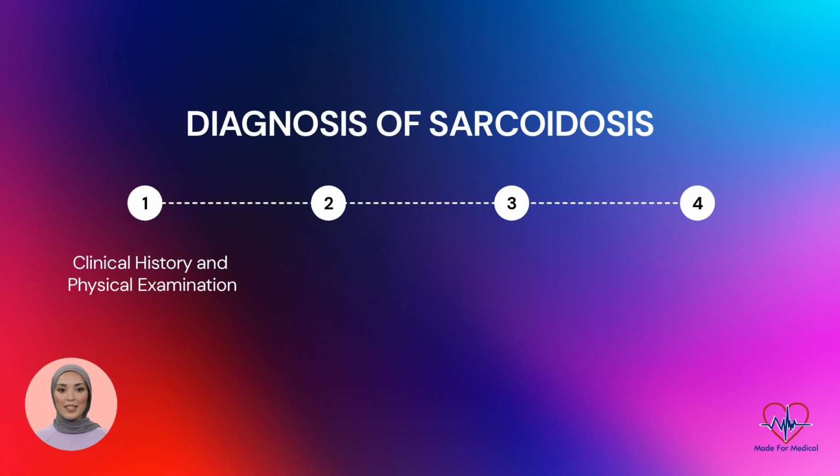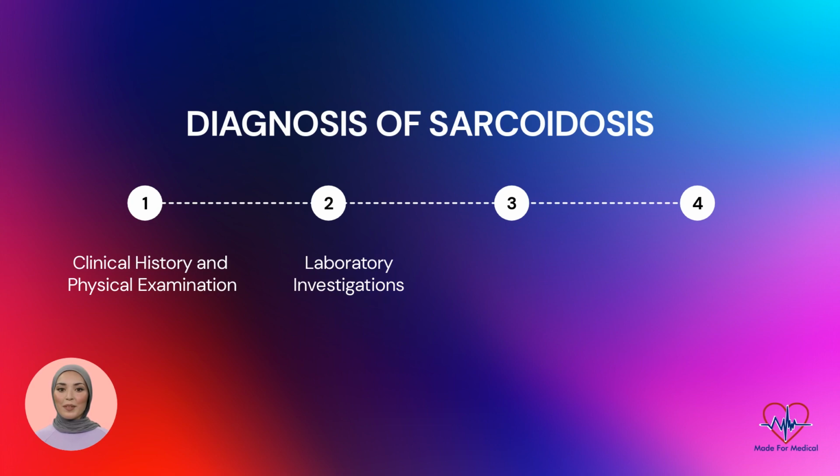Perform a thorough physical examination, paying attention to specific findings associated with sarcoidosis. Look for signs of skin involvement, e.g., erythema nodosum, lupus pernio, enlarged lymph nodes, respiratory abnormalities like crackles, wheezes, joint swelling, or other organ-specific symptoms.